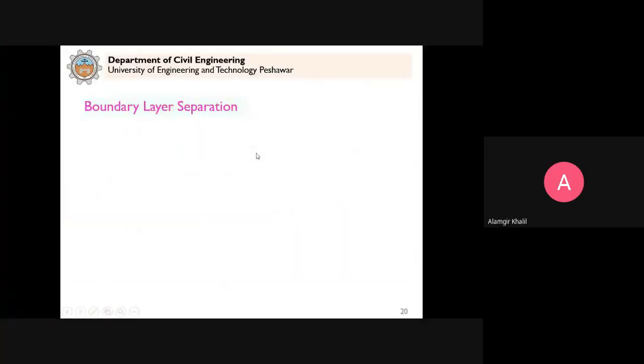Now next, we studied so far about the boundary layer, the development of the boundary layer on a flat plate, and then the various parameters: the thickness of the boundary layer, the shear stress, the friction coefficient, etc. We can calculate them, and we discussed the expressions for laminar boundary layer and for turbulent boundary layer. The next important phenomenon is boundary layer separation.